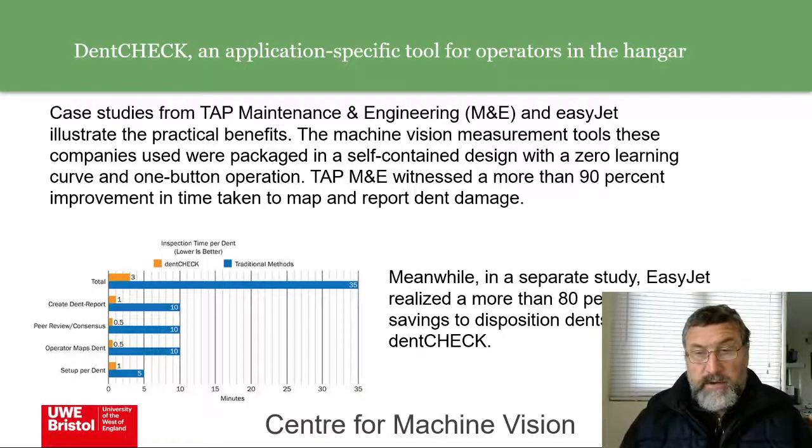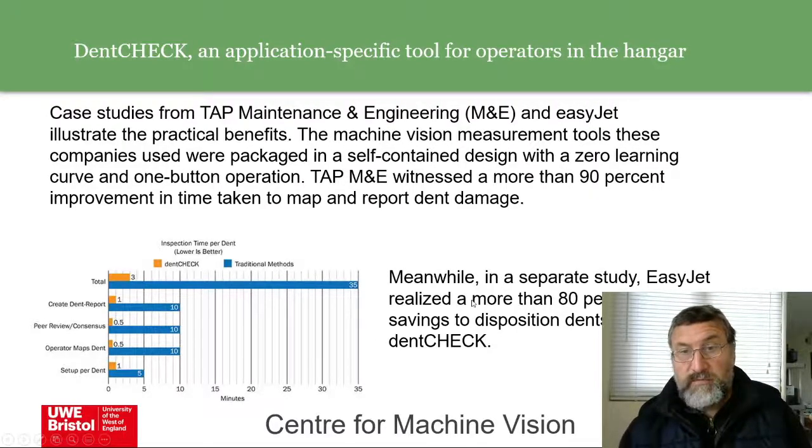And the people trying to sell these systems like DentCheck are obviously trying to accentuate the positive angle on the way they perceive it. But I do think there are genuine benefits to be gained from using these kinds of systems in comparison to old-fashioned manual techniques for inspecting damage. I mean, they say that EasyJet realised a more than 80% time savings, disruption dents.